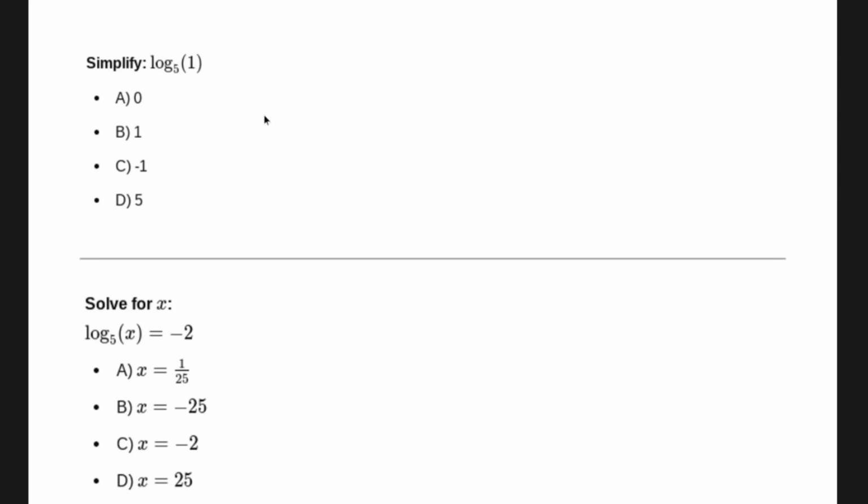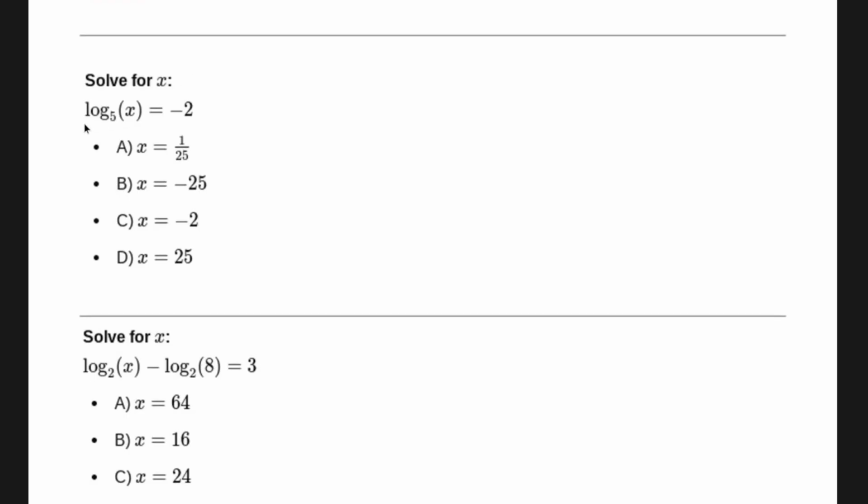5 to the what power equals 1? Well, anything to the 0th power equals 1, so 0. Make sense? 5 to the 0th power equals 1. Anything other than 0 to the 0th power equals 1.